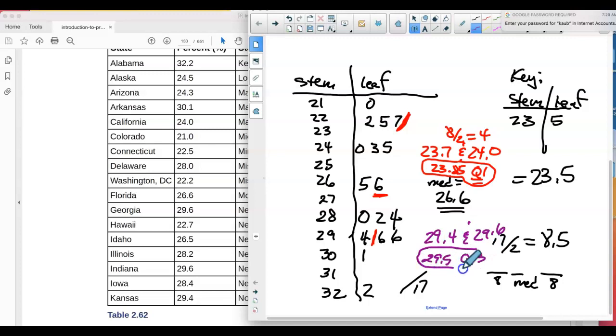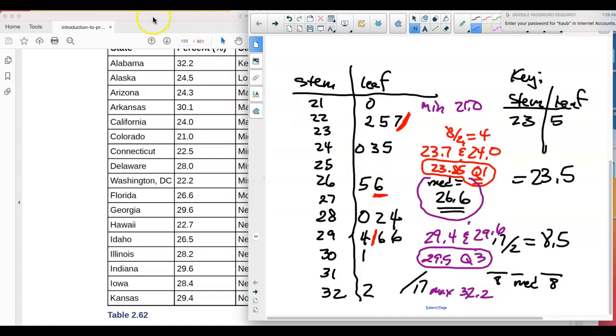So in this list, we have a quartile 1, we have a median. We know what the minimum is. The minimum is 21.0 and the maximum is 32.2. Okay, and so those are positions.